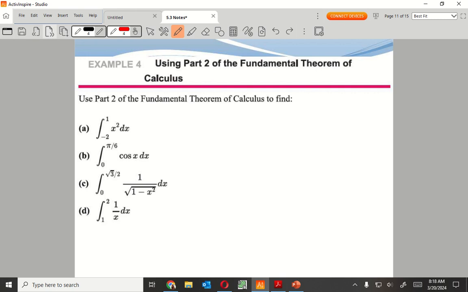All right, let's see if we can find these here. This is some of the stuff that we've already been doing. So the first one, I'm going to take the integration from -2 to 1 of x squared.